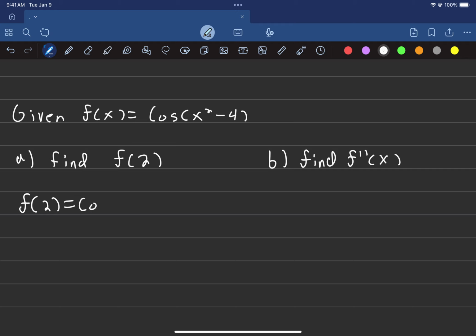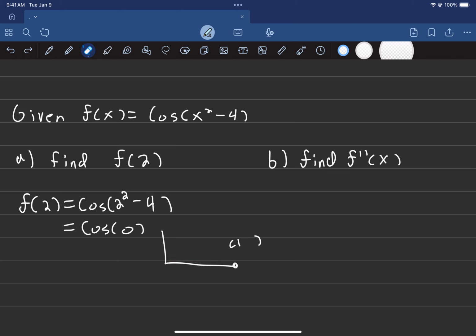So f of 2 is equal to cosine of x squared, so it's going to be 2 squared minus 4. And then 2 squared is obviously 4, so 4 minus 4 will be 0, so this gives us cosine of 0. And this has us evaluating our unit circle, but at this point, 1, 0, we'll see that when theta is equal to 0, there's no angle. The theta is so small that you can't really have a line for it, so it'd kind of be like this. That our cosine, which is our x component, is 1.